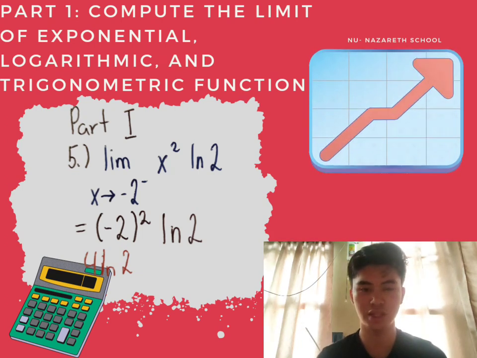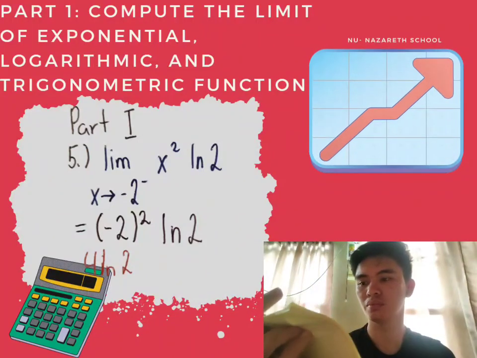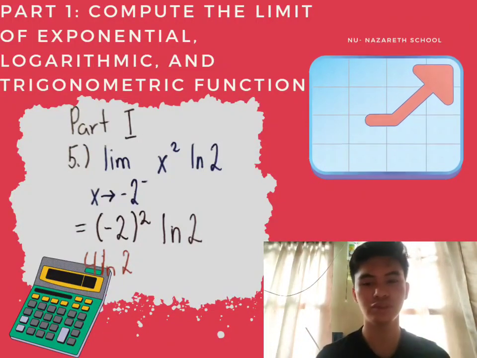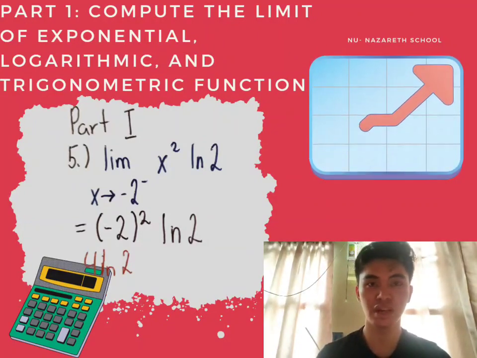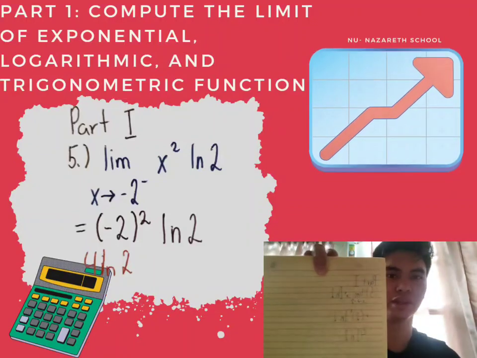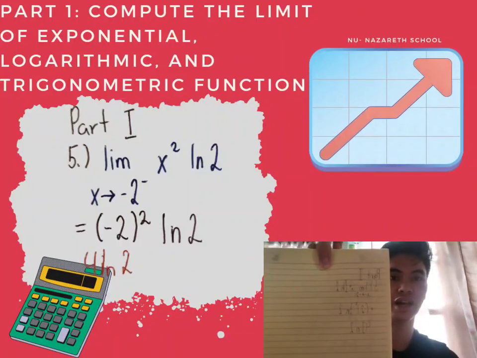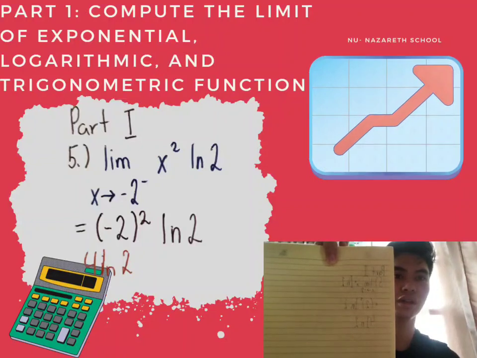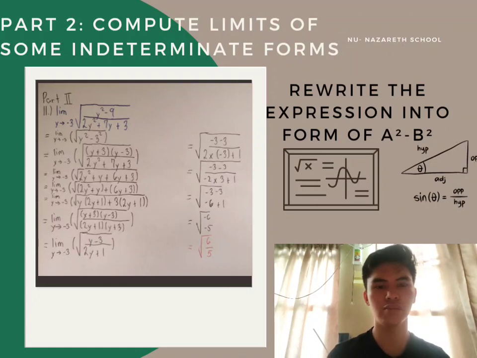My part 1 is number 5. Limit of x approaches negative 2. I just evaluate the limit and simplify the expression, and I got the answer 4. My part 2 is 11, and I rewrite the expression into the form of a squared minus b squared.